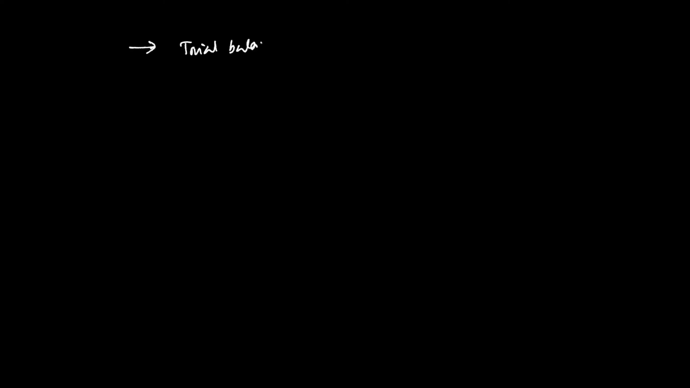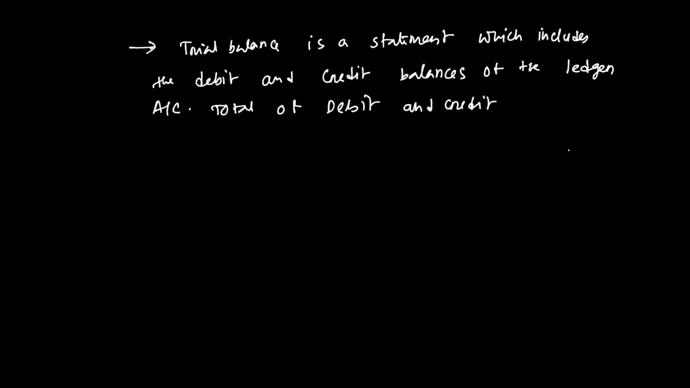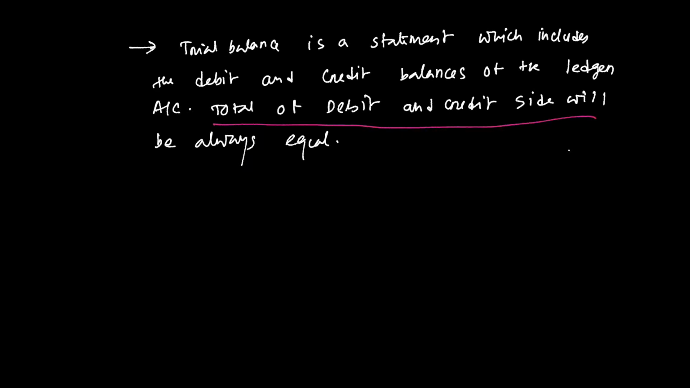Trial balance is a statement which includes the debit and credit balances of the ledger account. Total of debit and credit side will always be equal. That line, total of debit and credit side will always be equal. You have to remember that thing.